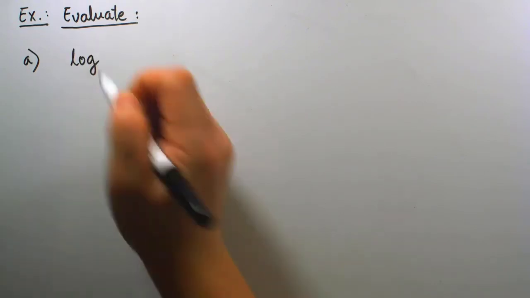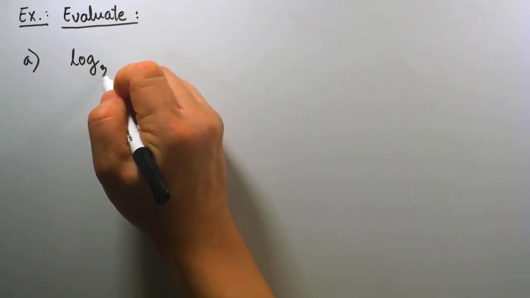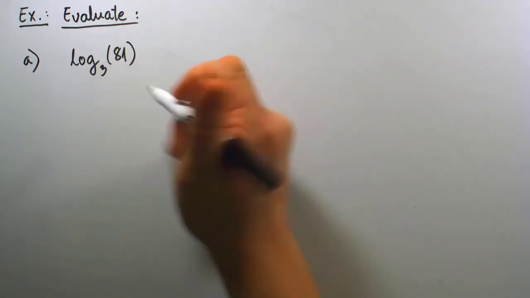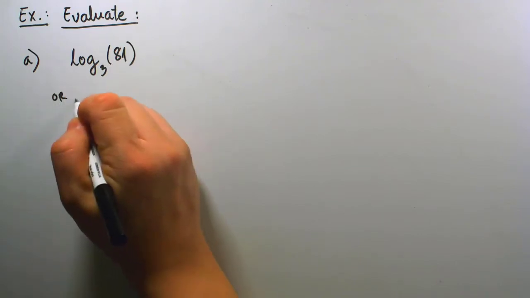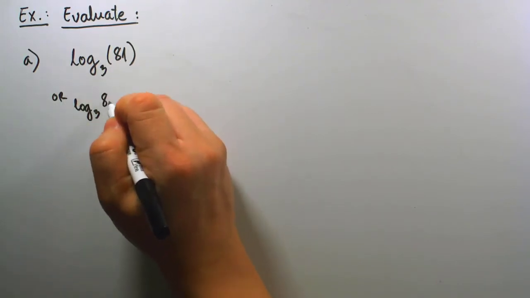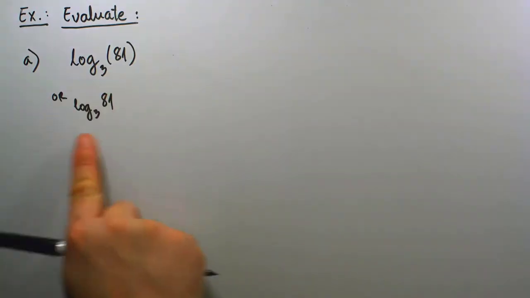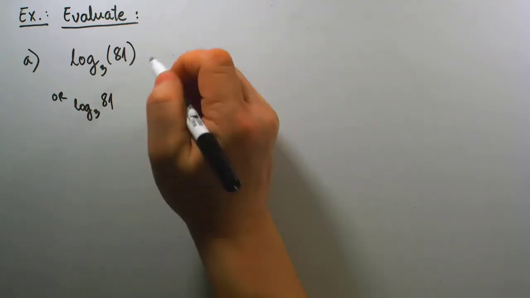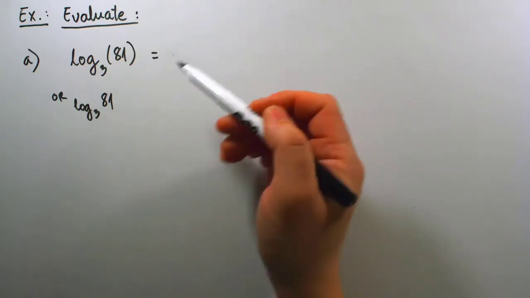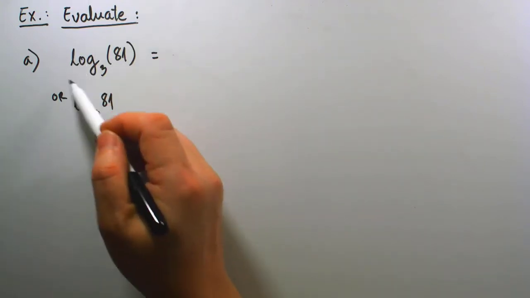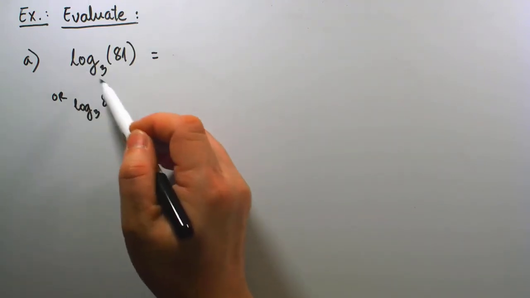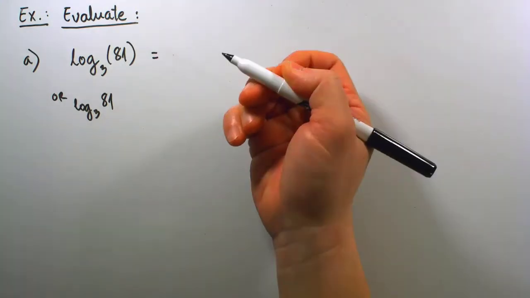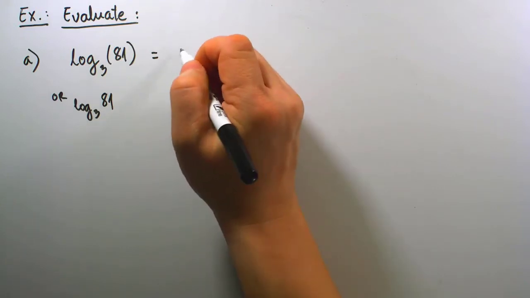Now I'm going to give log base 3 of 81. I tend to use parentheses very carefully, but sometimes this can also be written as just log base 3 of 81, because with a simple notation like this, we can skip the parentheses. To find the answer, see this log as a question: what power of base 3 equals 81? That's the question to bring to your mind. And the answer is 4.